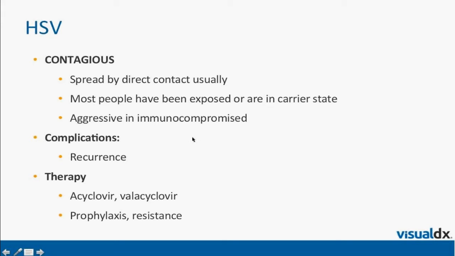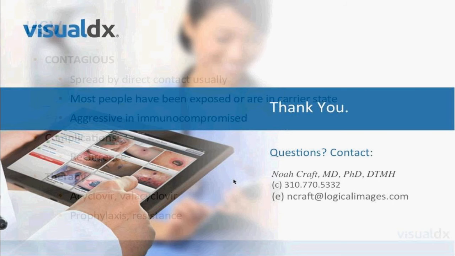Recurrence is one of the biggest complications, and the therapy for herpes is either acyclovir or valacyclovir, and you should know about prophylaxis and resistance to these drugs. In some cases, especially in immunocompromised patients, you can have resistance to acyclovir or valacyclovir. Then there are agents like foscarnet and ganciclovir you may have to use.